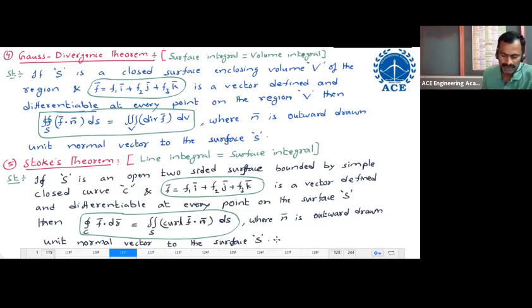Now this Stokes theorem is applicable when the surface is an open two-sided surface. Gauss divergence theorem is applicable when the surface is closed. So if you are given a surface integral, then you have to check whether the surface of the object is closed or open. If open, evaluate it by using Stokes theorem. If it is a closed surface, evaluate the problem by using Gauss divergence theorem only. If you are given a line integral along a closed curve, then we evaluate by using Green's theorem, right? Next, problems on this. The first problem.